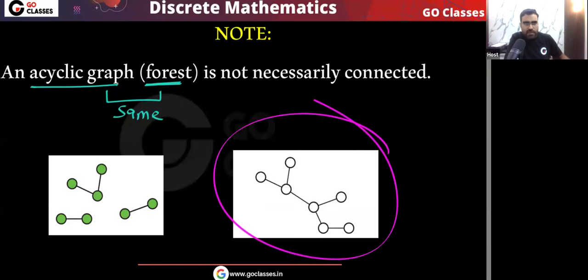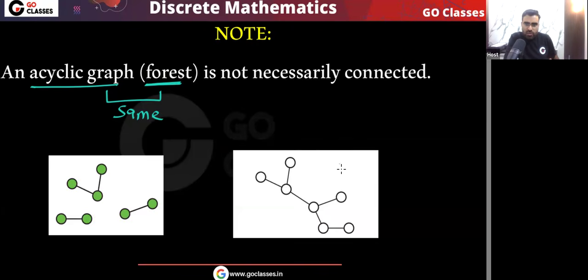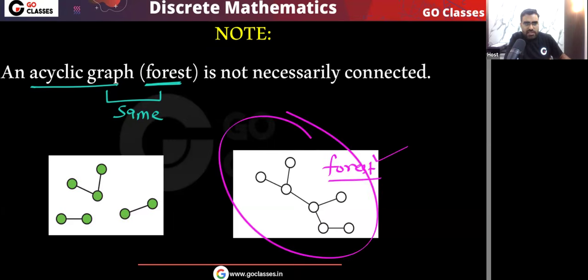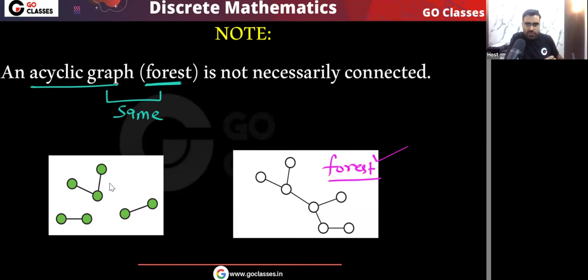For example, this is connected. This is also an acyclic graph, or I can say this is also a forest, because you can see there is no cycle here. And this is also a forest. This is also an acyclic graph, because this does not have a cycle. So you can see this is also an acyclic graph, or I can say this is also a forest.